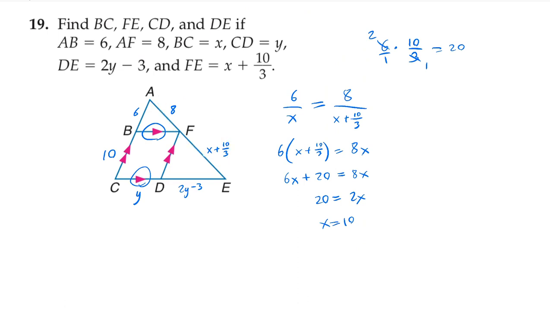And over here, I get 10 plus 10/3. So 10 plus 10/3 is equal to 30 thirds plus 10 thirds, so that's 40 thirds. Okay, so now we're going to use it the other direction, okay?